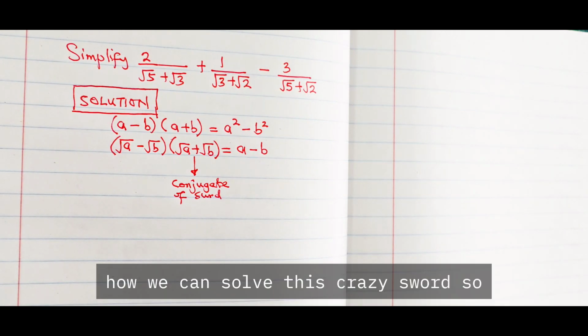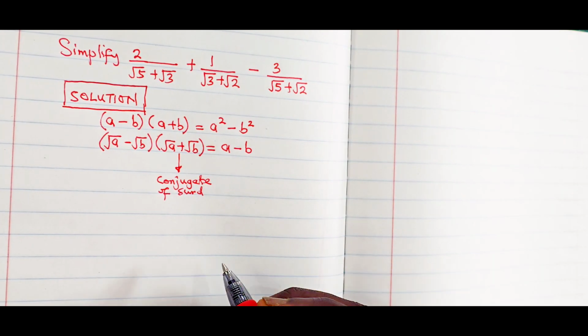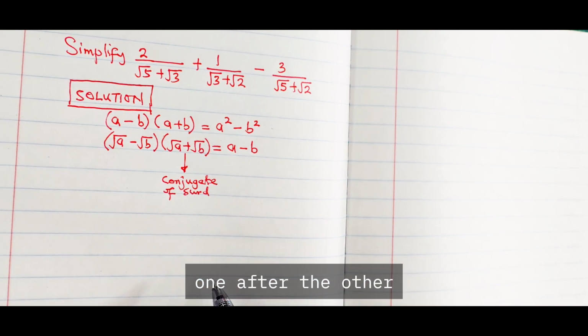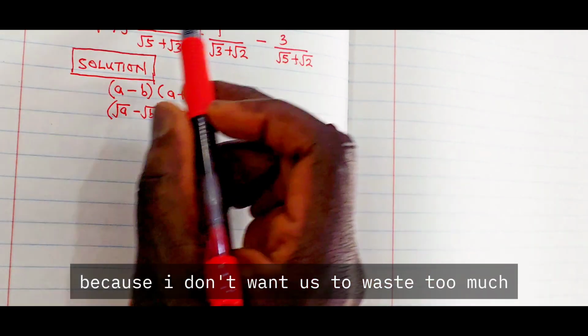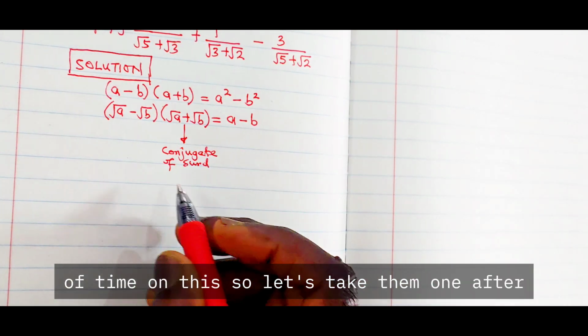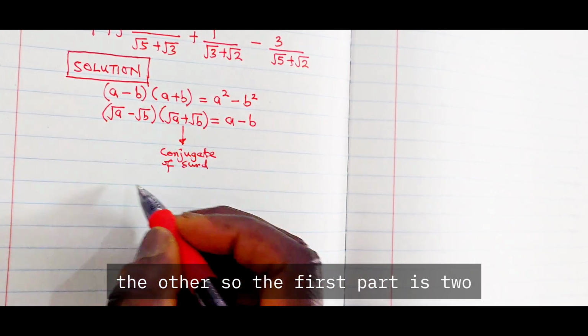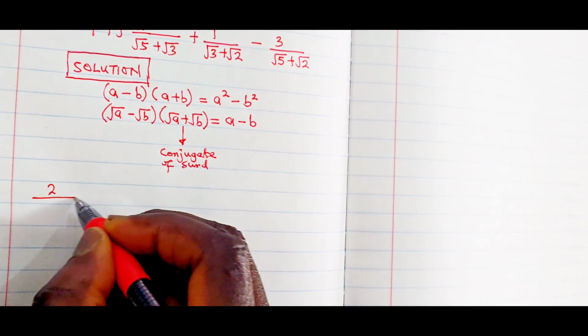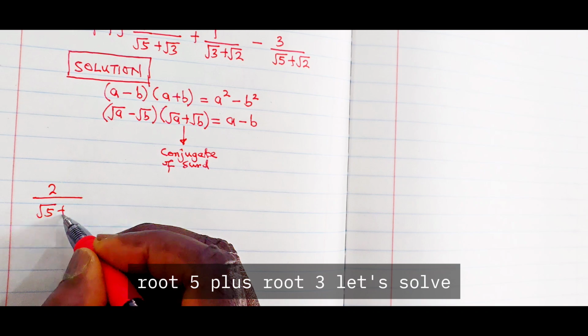Let's see how we can solve this crazy surd. What we are going to do now is take them one after the other, because I don't want us to waste too much time on this. So let's take them one after the other. The first part is 2 over root 5 plus root 3.